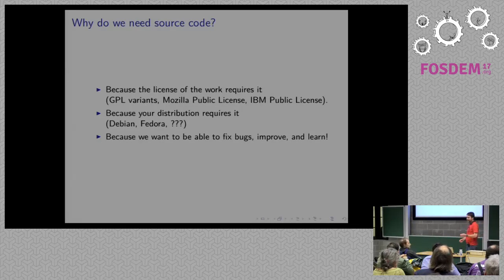So we want the source code because there are several reasons. So one is that we are required by the license of the work to include the source code. Another is that some distributions require it, notably Debian and Fedora and many of their derivatives. But the main reason why we have an open source community is because we want to be able to fix bugs in programs, that we want to add new features, that we want to learn from things so that we can make new products, for example.